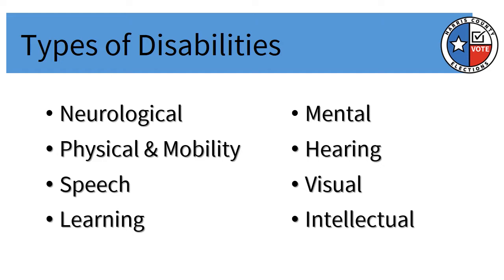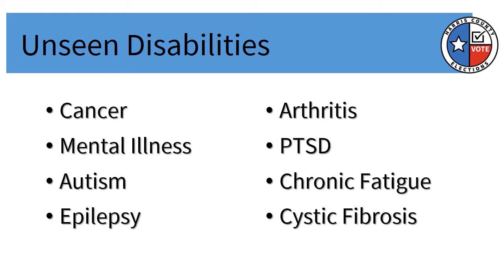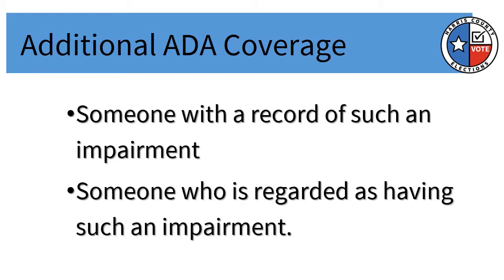Examples of voters with disabilities include those who use wheelchairs or other mobility devices, those who are blind or have vision loss, or those who have difficulty walking. Keep in mind that not all disabilities are outwardly visible. A voter may have cancer, mental illness, PTSD, or epilepsy, conditions that you may not see, but that fall into the definition of substantially limits one or more major life activities. In addition to someone who has a physical or mental impairment, as we just defined, the ADA also covers an individual who has a record of such an impairment, or an individual who is regarded as having such an impairment.